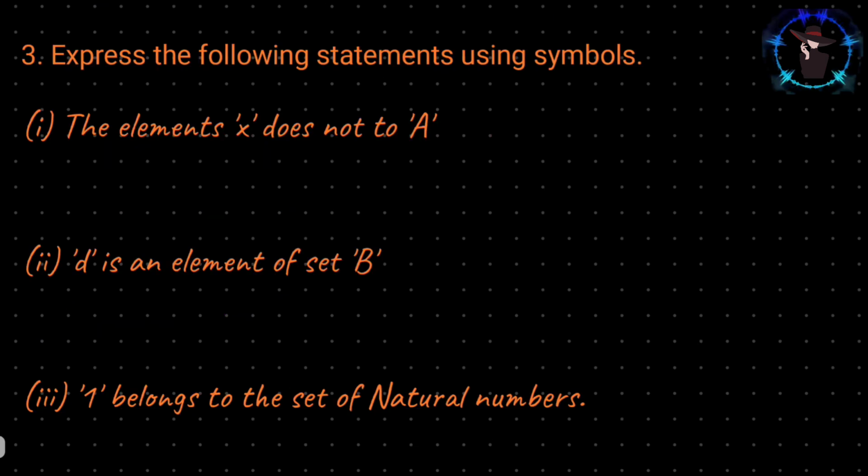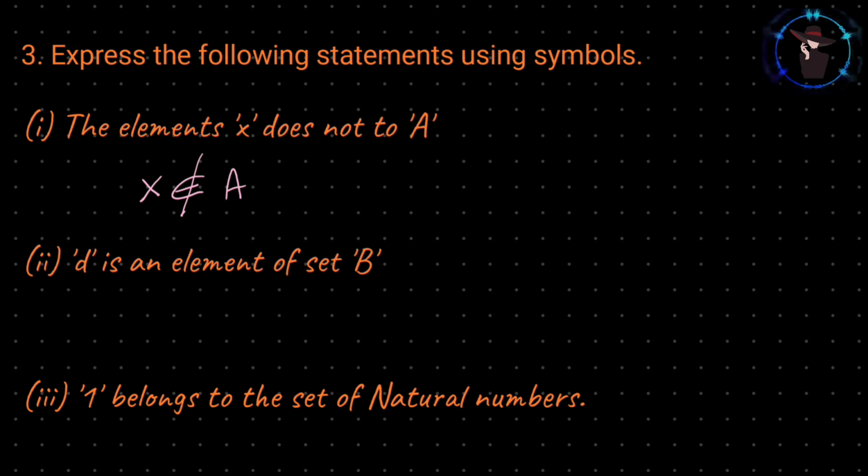Right? Express the following statements using symbols. Okay, we need to express these statements using the belongs to and doesn't belong to symbols. The element X does not belong to A. So how are we going to write it? Which means the element X does not belong to A. That is how we can write it, right?